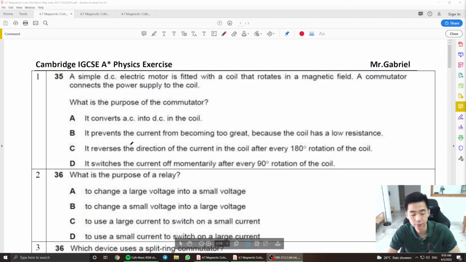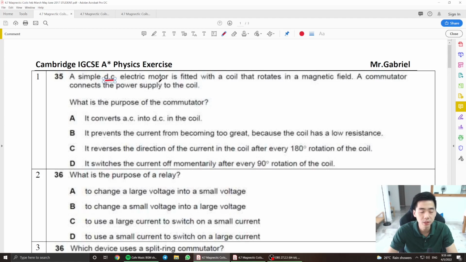Alright, this is going to be the final chapter of the electricity sector. Looking at this question here, what do they want? A simple DC electric motor is fitted with a coil that rotates in a magnetic field. A commutator connects to the power supply of the coil. What is the purpose of this commutator?